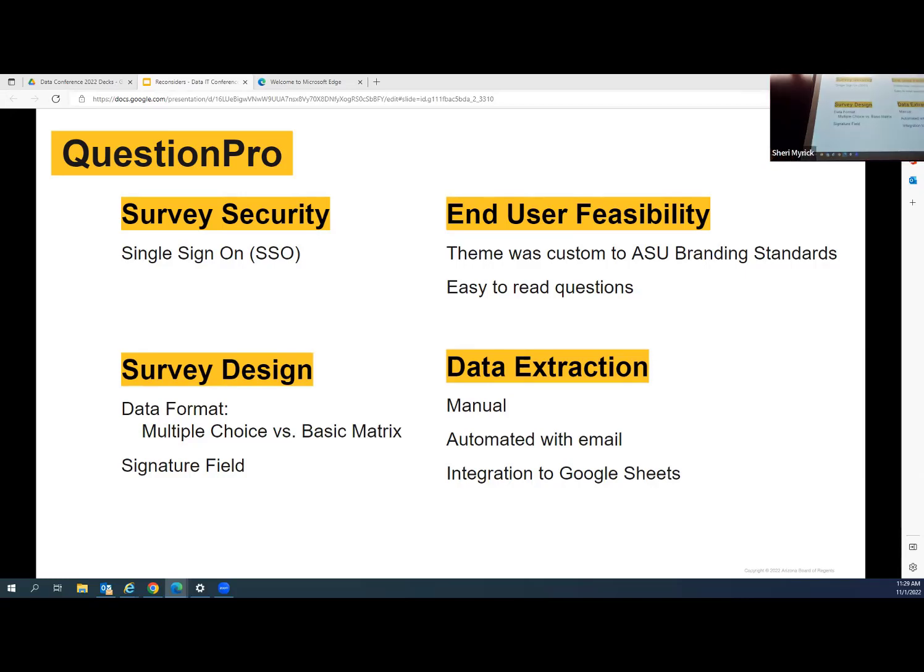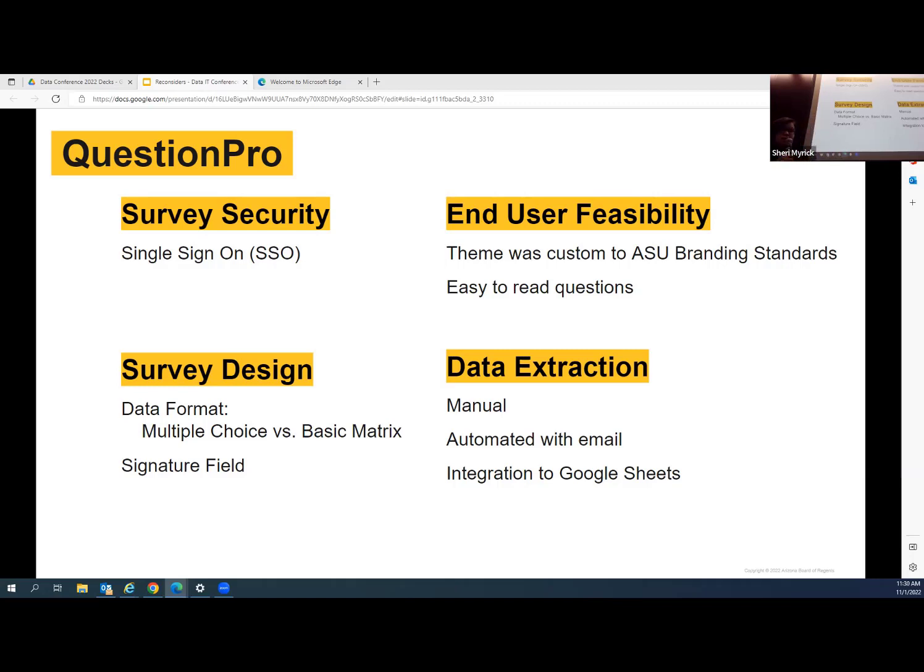And then the data extraction. Again, we had to find a way where it could easily import and go to Jeff. We also could manually export the data if we needed to. We used the email function in Question Pro. That way, every time somebody submitted it, we both got it, and that helped later on with our quality control.